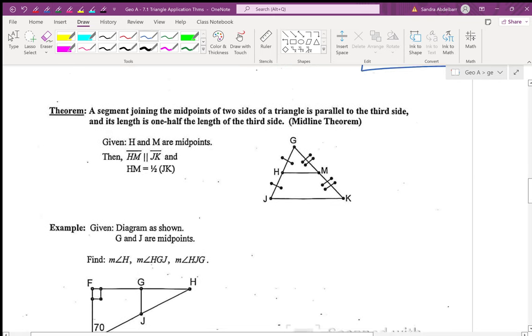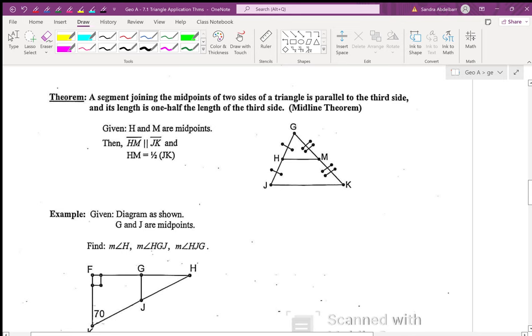Okay, next theorem. This theorem is called the midline theorem. Again, we're only going to use this midline theorem in algebra problems, so you don't have to memorize it, you just have to understand what it does. The midline theorem tells us a segment joining the midpoints of two sides of a triangle is parallel to the third side and its length is half the length of the third side.